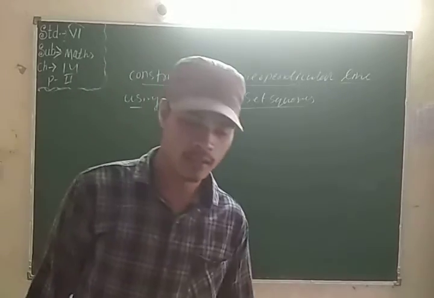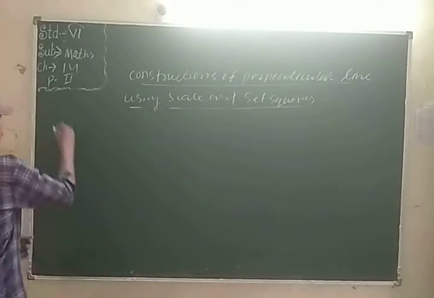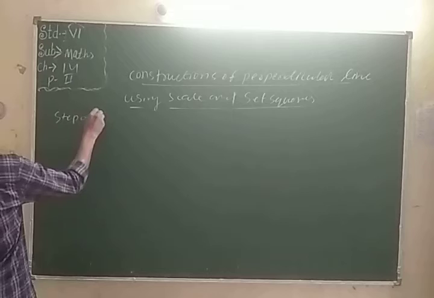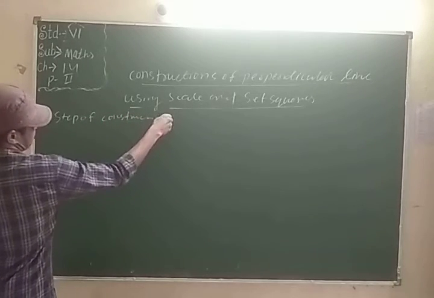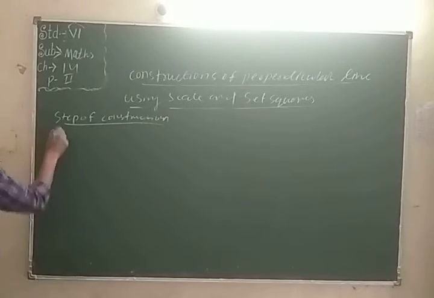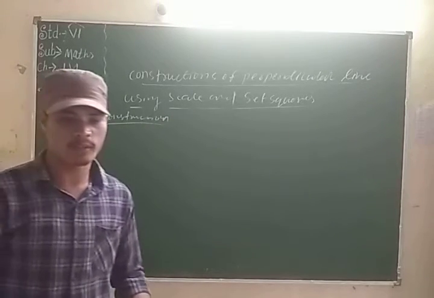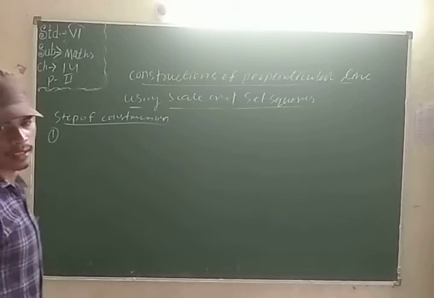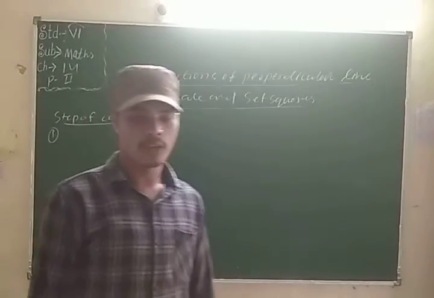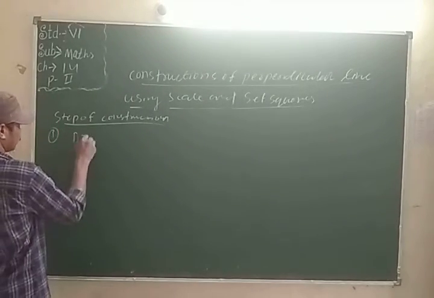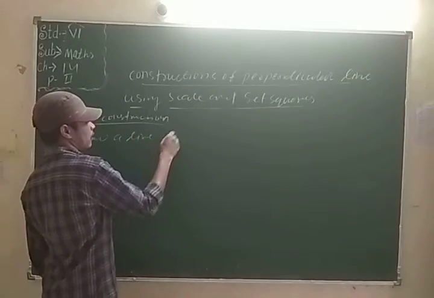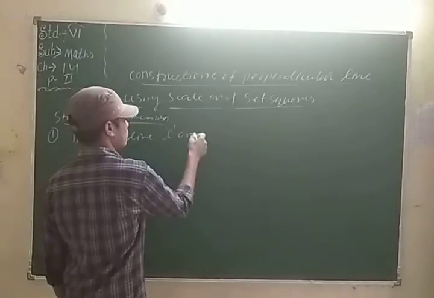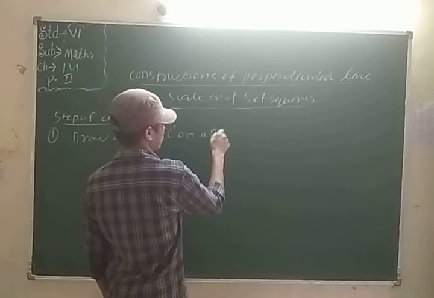Then what is the step? Then we can go through the steps of construction. Now step 1. First, take a line. That means first take a sheet of paper and draw on it. That means first draw a line. Draw a line L on this paper. Okay.